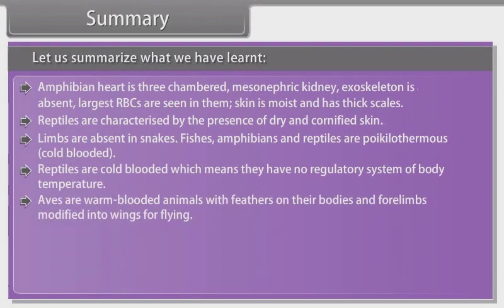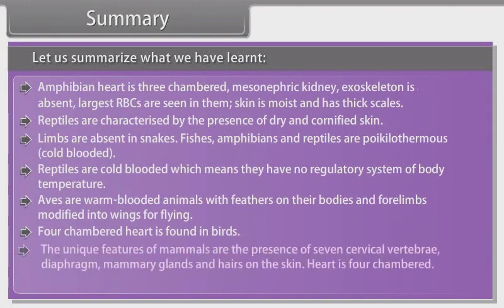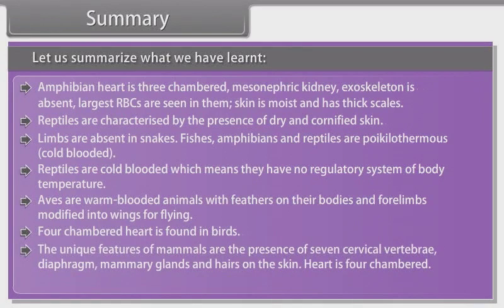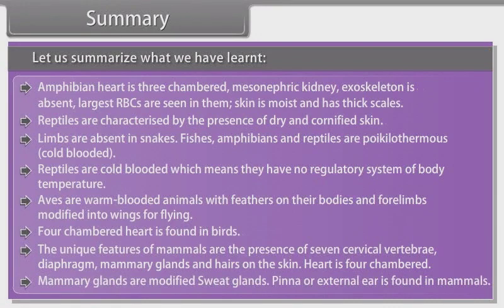Aves are warm-blooded animals with feathers on their bodies and forelimbs modified into wings for flying. A four-chambered heart is found in birds. The unique features of mammals are the presence of seven cervical vertebrae, diaphragm, mammary glands, and hairs on the skin. The heart is four-chambered. Mammary glands are modified sweat glands. Pinna, or external ear, is found in mammals.